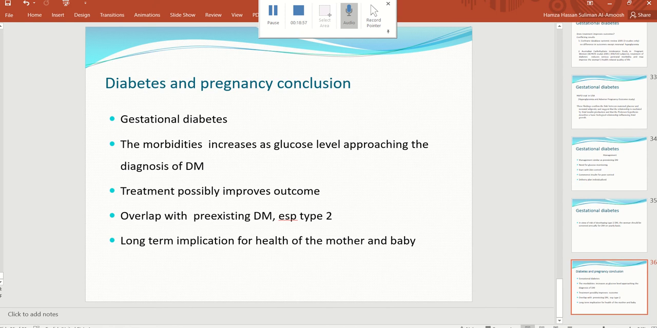Conclusion: gestational diabetes has many debatable issues, but the end result is it's better to treat gestational diabetes. The morbidity increases as the glucose level approaches the diagnosis of diabetes, which means the higher the glucose level, the more likely you'll have complications. Treatment possibly improves outcomes. There's overlap with pre-existing diabetes, especially type 2, in about 30% of the cases. There are long-term implications for the health of the mother and the baby, basically developing type 2 diabetes.